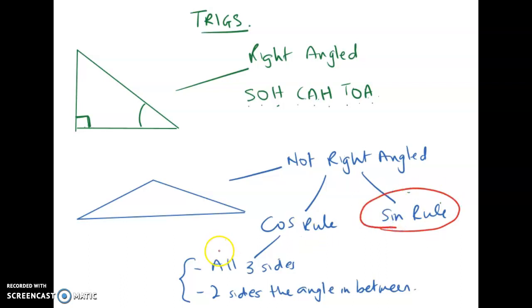So let me say that again. If we're dealing with a triangle that is not a right angle triangle, and you're checking out your triangle and you're saying, okay, do I have all three sides? No. Do I have two sides and the angle in between? No. If these two conditions are negative, then I would simply tell my students use sine rule. Now, if you find this hard to understand, then I can give you a breakdown of when to use sine rule.